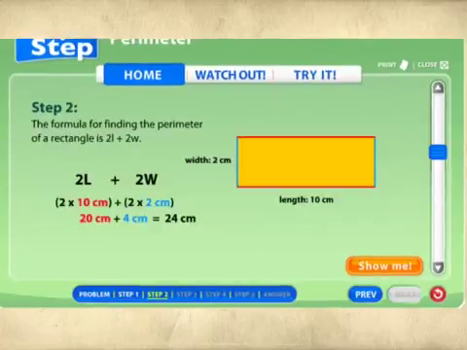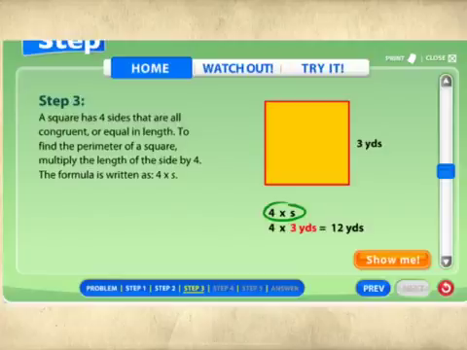There's a nice formula for finding the perimeter of a rectangle. It's 2 times the length plus 2 times the width. In this example, the length of the rectangle is 10 centimeters and the width is 2 centimeters. To find the perimeter, you multiply the length by 2 and the width by 2. Add the sums together and you get 24 centimeters. Too bad Sam's painting isn't a rectangle.